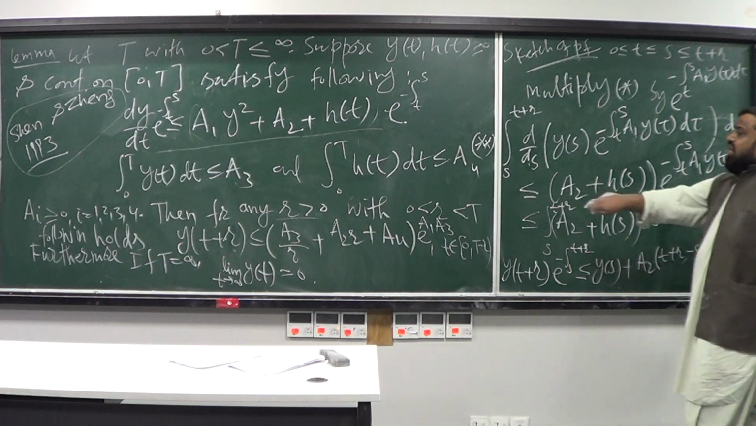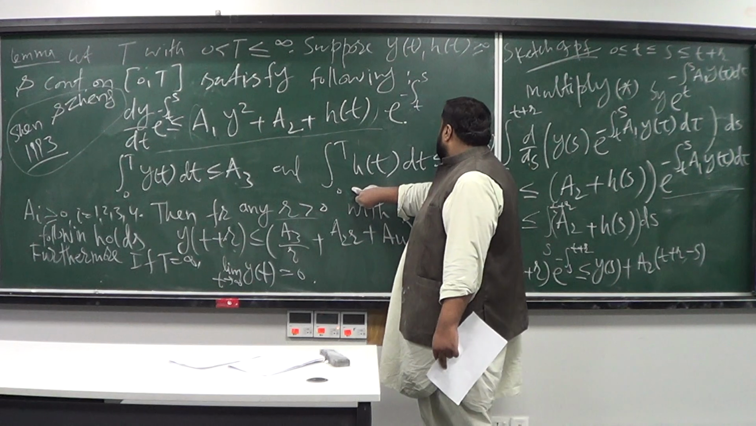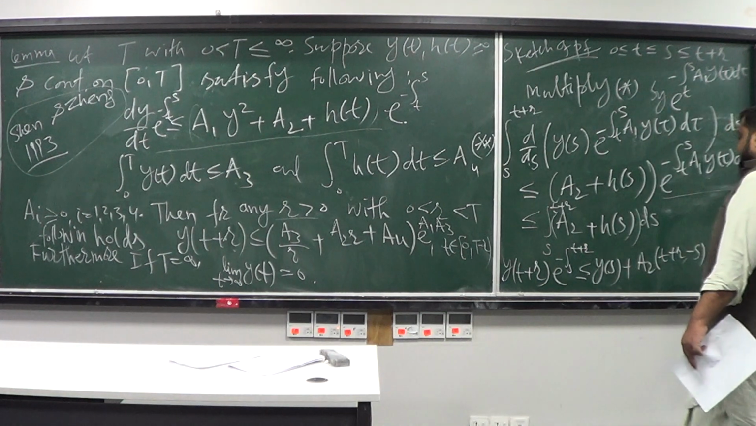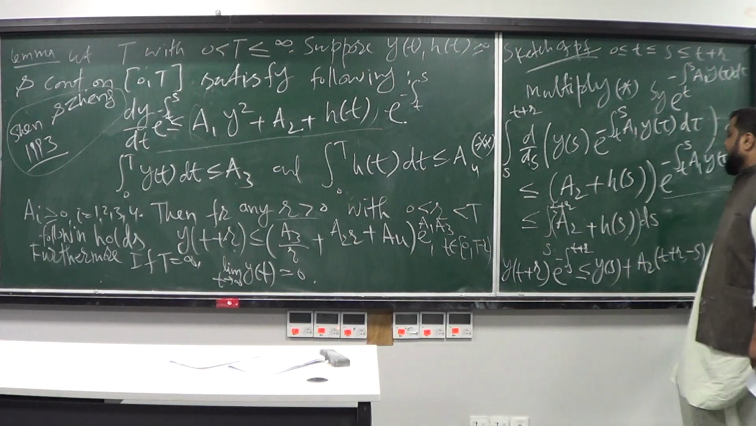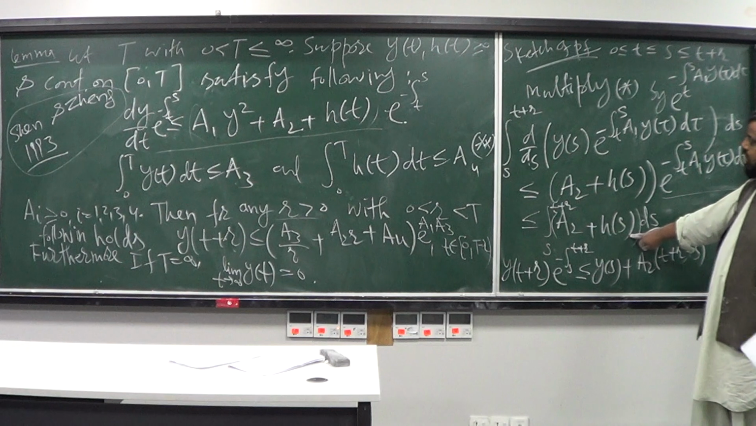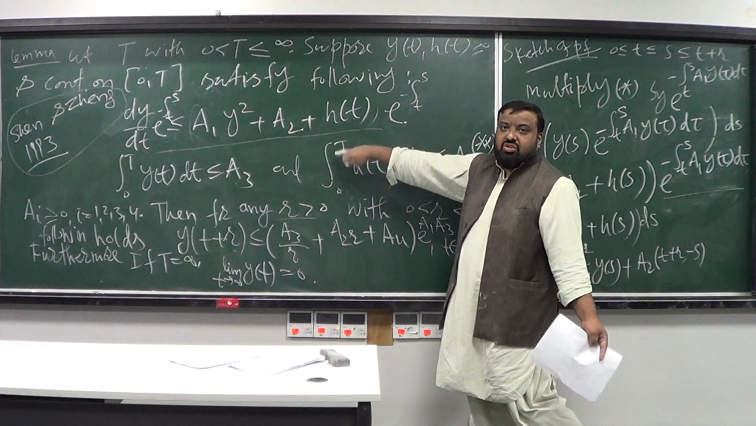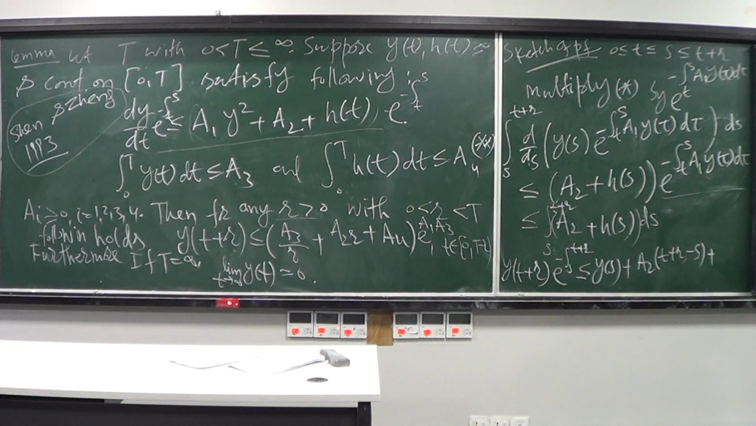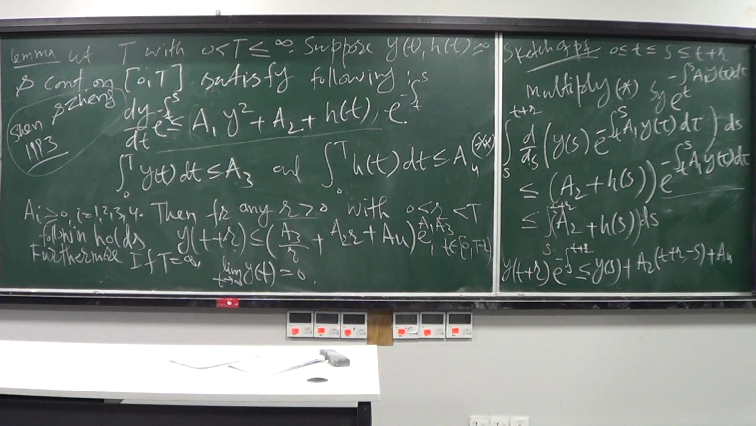If you remember, we have an assumption that the integral of h of t from 0 to t is less than or equal to a4. So this integral from s to t plus r of h of s ds is also going to be less than or equal to a4, because this is really a subinterval of 0 to t. So I can estimate this by a4.